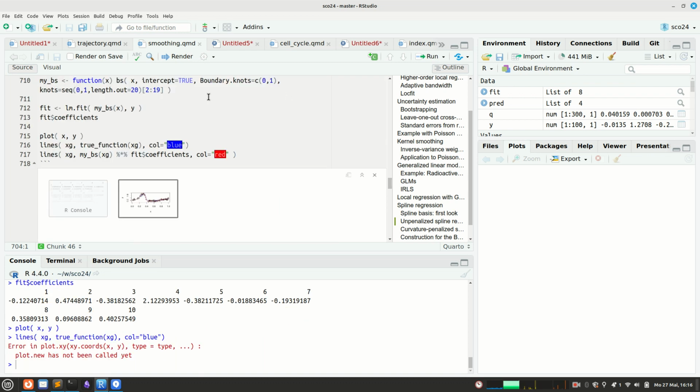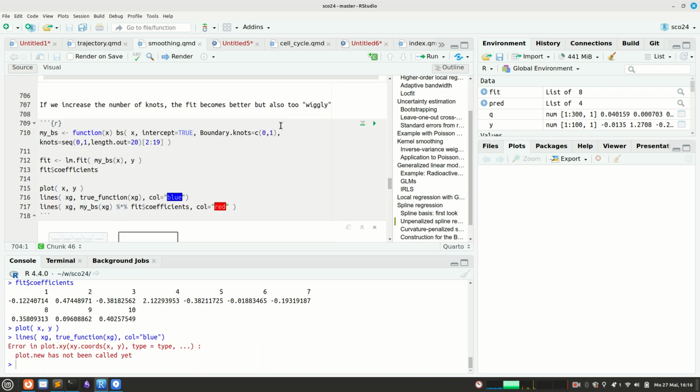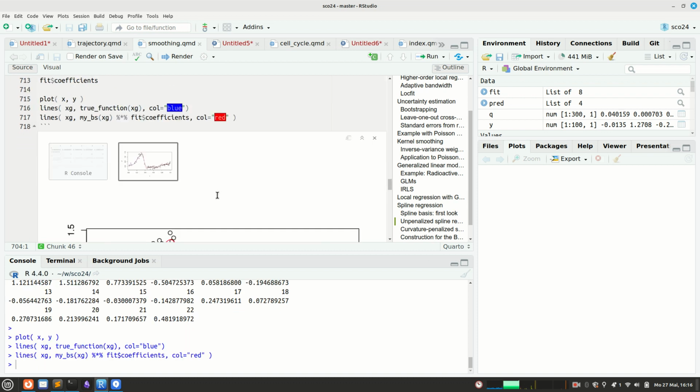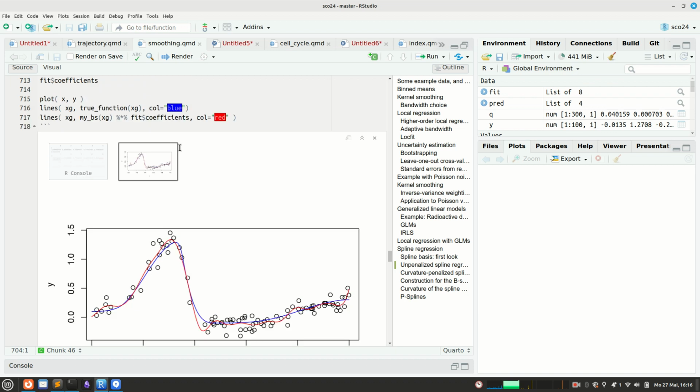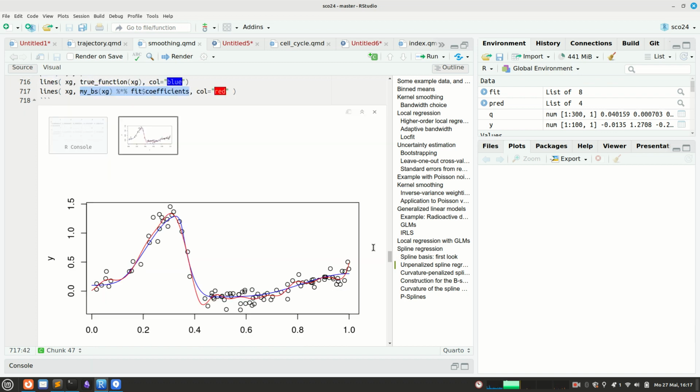So let's try this. Here you see the blue one is the true curve, and the red one is my regression. The way I made this red curve is I take this block of values of the individual basis functions and multiply with my coefficients to make the linear combination. So that's how I get through this.